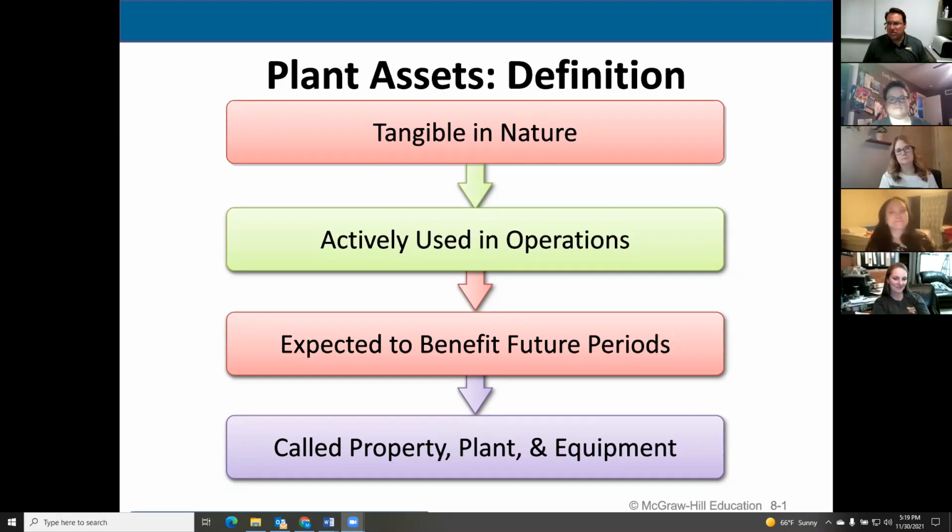So a plant asset is just an asset that is, well, here's the definition up on the screen. It's tangible, it's actively used in operations, it's expected to benefit future periods, and we call it property, plant, and equipment. That's what plant assets are. Typically, it means land, buildings, equipment. So not the type of plants that grow in the ground, but like a plant, like a facility or a building that belongs to a business.